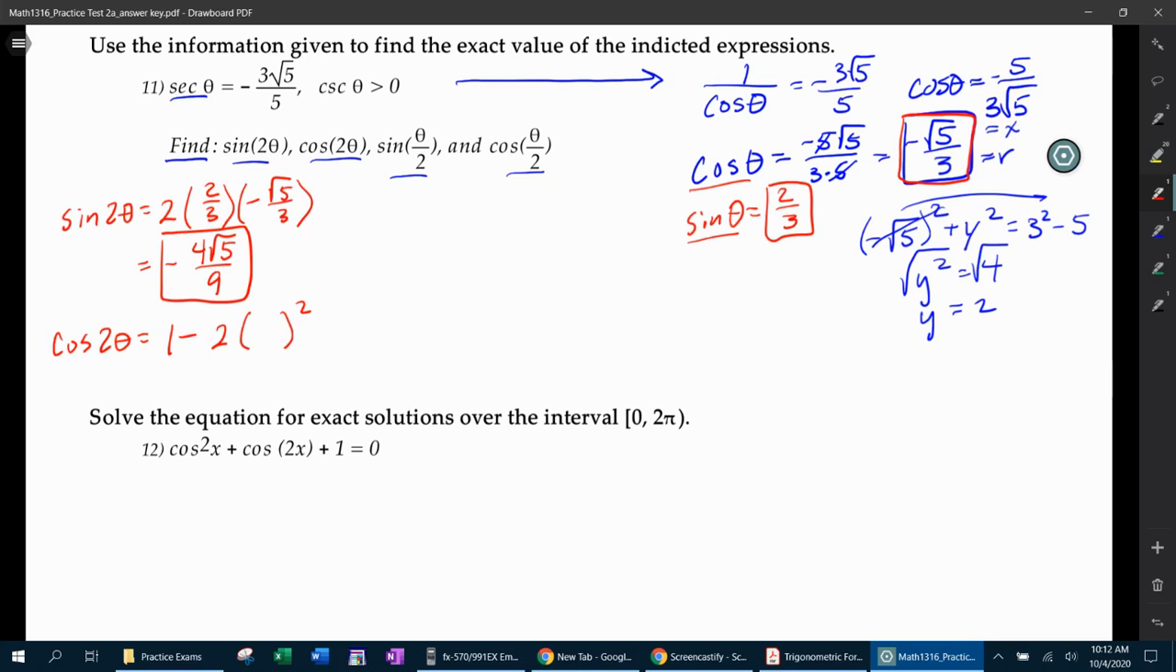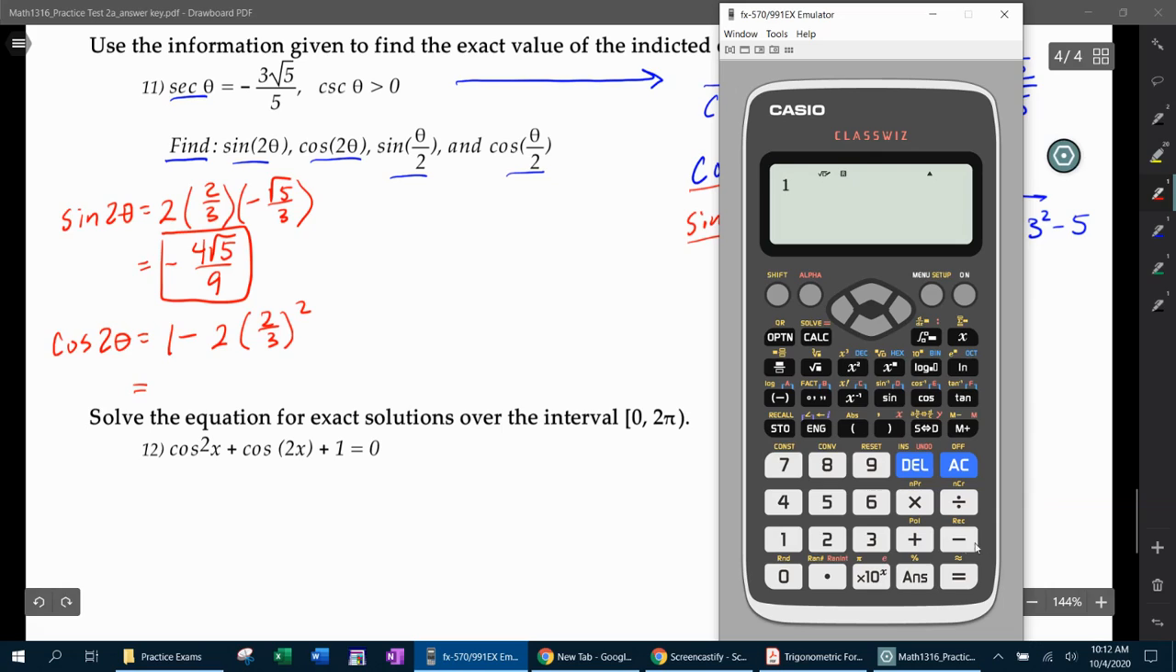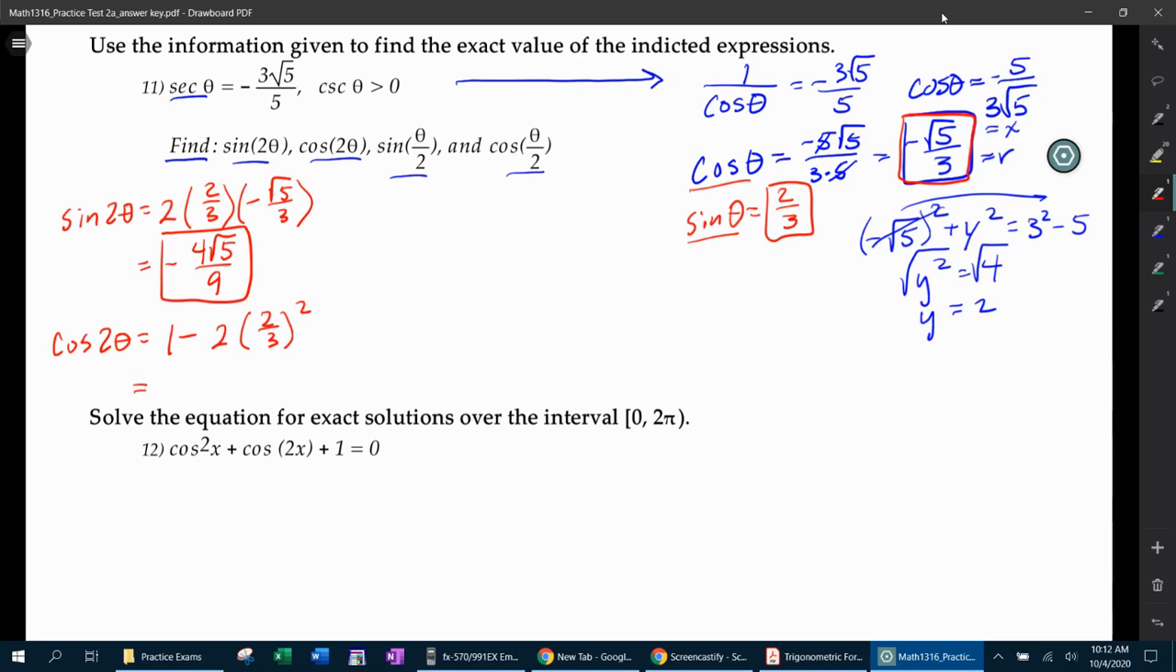1 minus 2 sine theta squared. And sine theta is 2/3. And then if I pull out my handy dandy calculator, 1 minus 2 times 2/3 squared is 1/9. So cosine of 2 theta is 1/9.